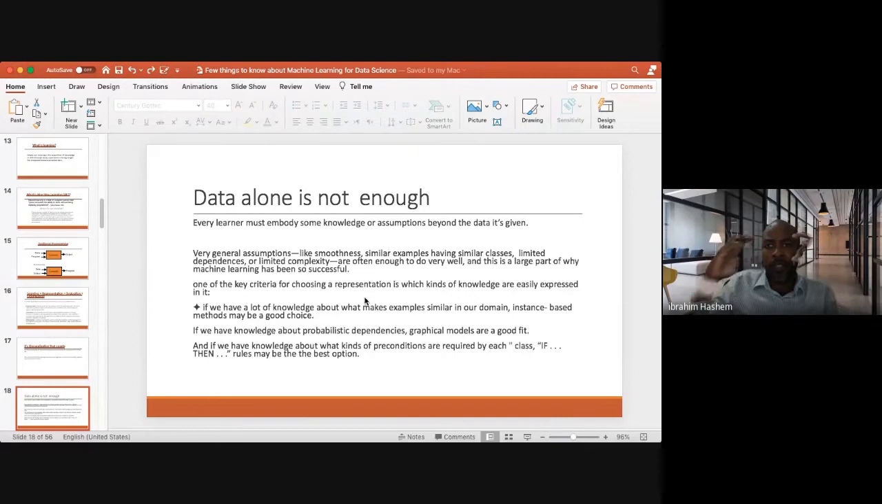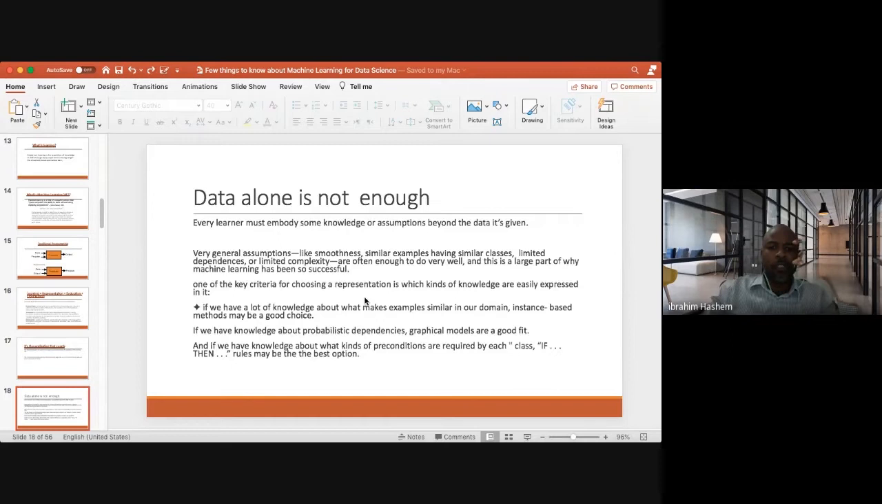So every learner must embody some knowledge or assumptions beyond the data that is just given to us. Very general assumptions like smoothness, similar examples having similar classes, limited dependency or limited complexity are often enough to do very well. And this is a large part of why machine learning has been very successful. So we shouldn't ignore all this part.